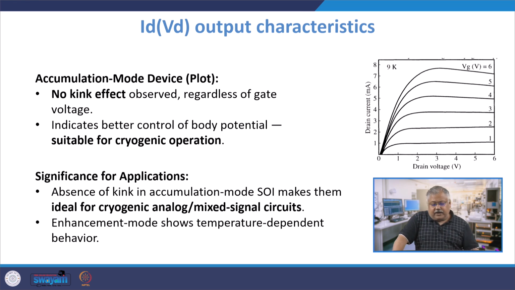So, therefore, finalizing our whole idea, in accumulation mode there is no kink effect. If you do an accumulation mode device characteristic, it gives you a better suitable characteristic for cryogenic operations. Moreover, for most of the cryogenic operations, absence of kink effect in the accumulation region is a good idea when you do a cryogenic analog mixed signal design. Enhancement mode devices show you a much more temperature dependent behavior, and that is the problem which typically one faces at cryogenic temperatures, right.